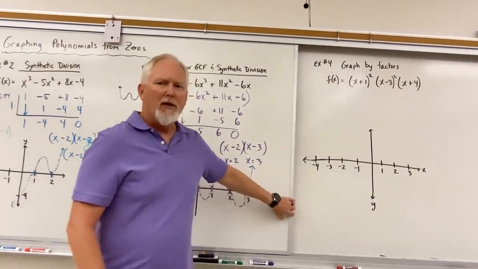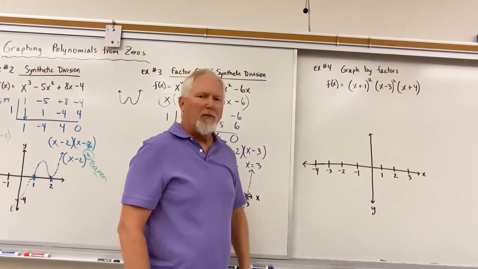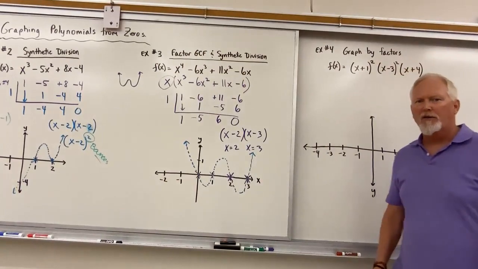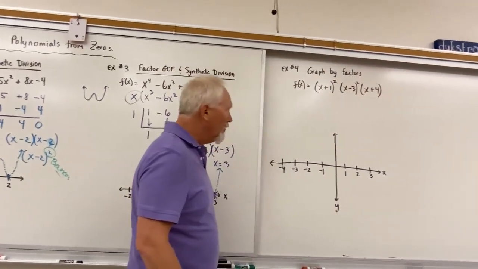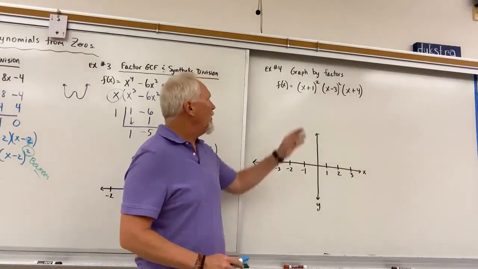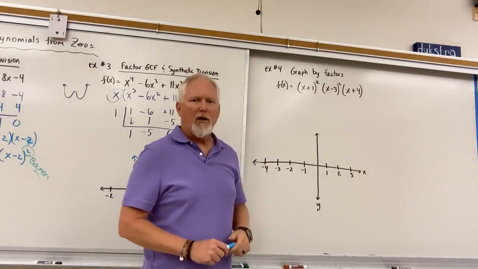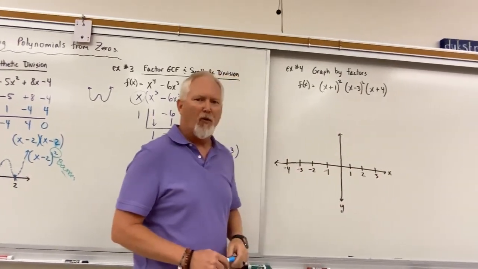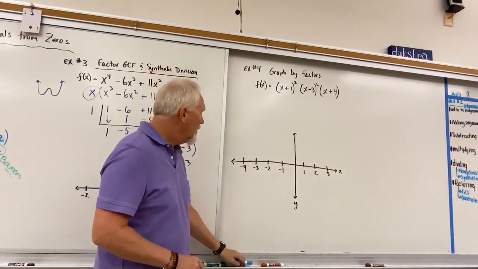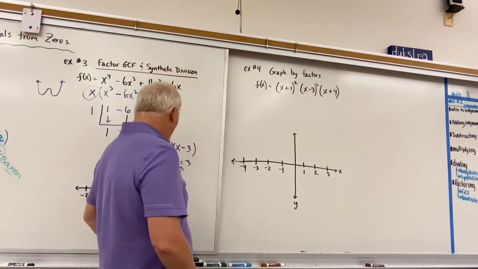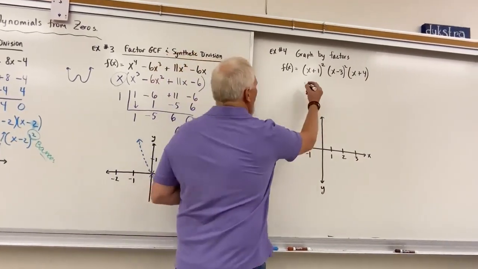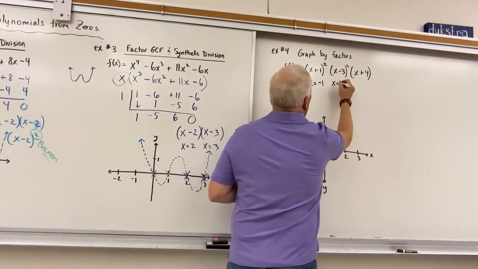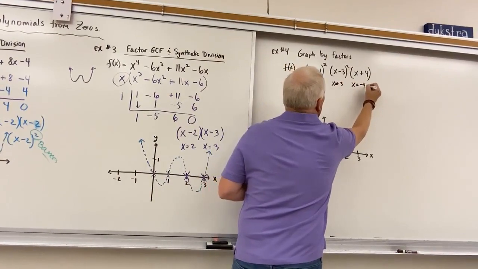Okay, one final example is graphing just by factors. So we don't have to factor this one. We've already got it done. And let's see if I can scoot this over so you can see a little bit better. There we go. We've got x plus 1 quantity squared. We've got x minus 3 quantity squared. And then x plus 4. So when we have those, that means that we're going to have zeros at x equal negative 1, x equal positive 3, and x equal negative 4.